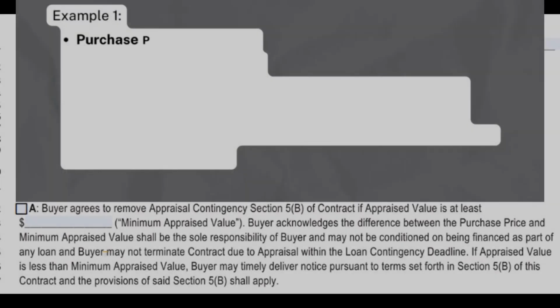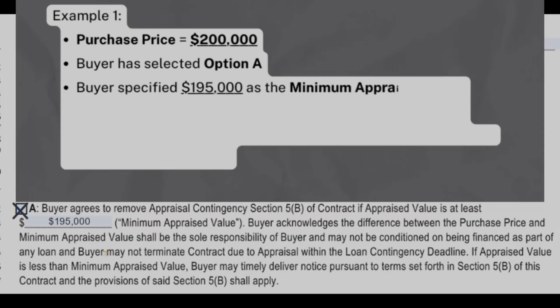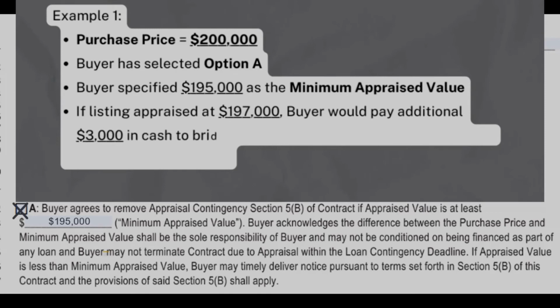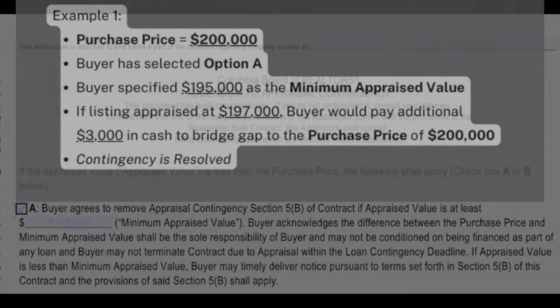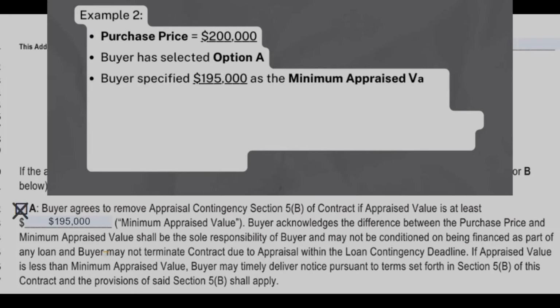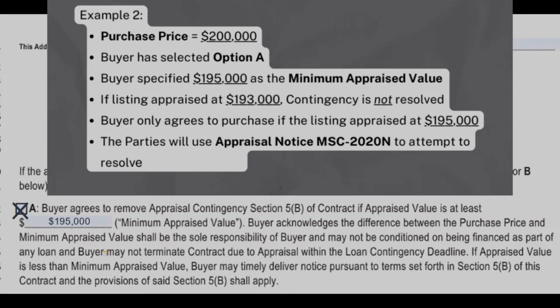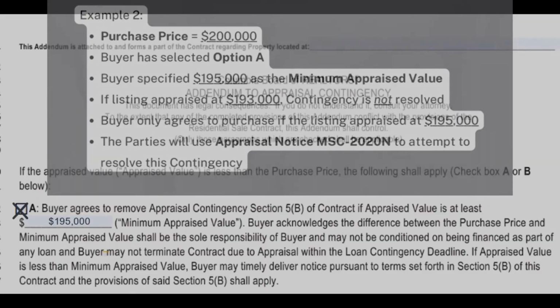So let's say your sales price is $200,000 and the buyer has marked box A and filled in $195,000 as the minimum appraised value. If the house appraised for $197,000, the contingency would be resolved and the buyer would pay the $3,000 difference in cash. The other option in example A would be if the sales price was $200,000 and the buyer has marked box A and filled in $195,000, but the house appraises for $193,000, the contingency is not resolved because the buyer only agreed to buy if appraised at $195,000. The parties will use the appraisal notice, MSC 2020N, to try and resolve this contingency.